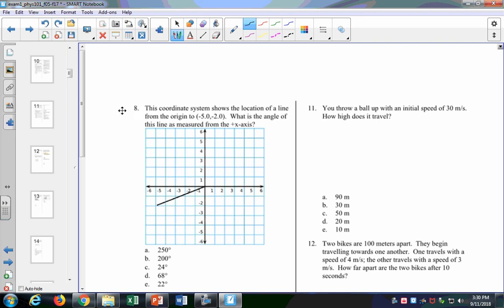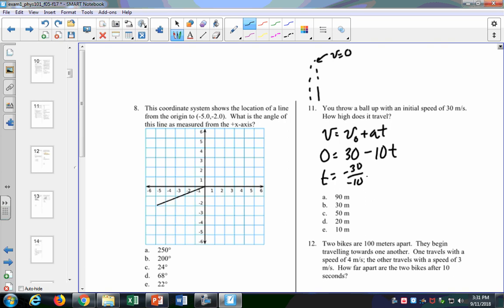But in this case, I'd first have to find the time. V is V0 plus AT. At the top, where it goes up and comes back down again, V is equal to 0. 0 is equal to V0, which is 30, minus 10 times t. Solving that for t is negative 30 over negative 10, which is 3 seconds. That's my time. But I'm looking for the height. If I was looking for the total time in air, it'd be what? 6 seconds.